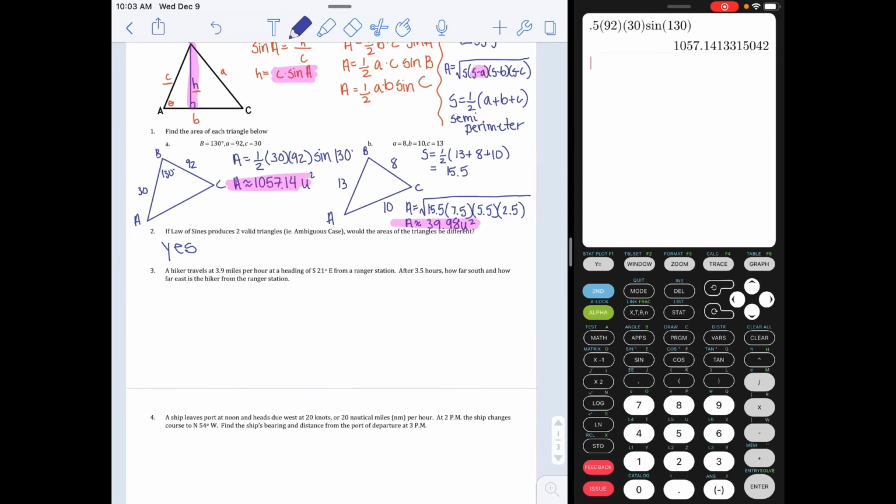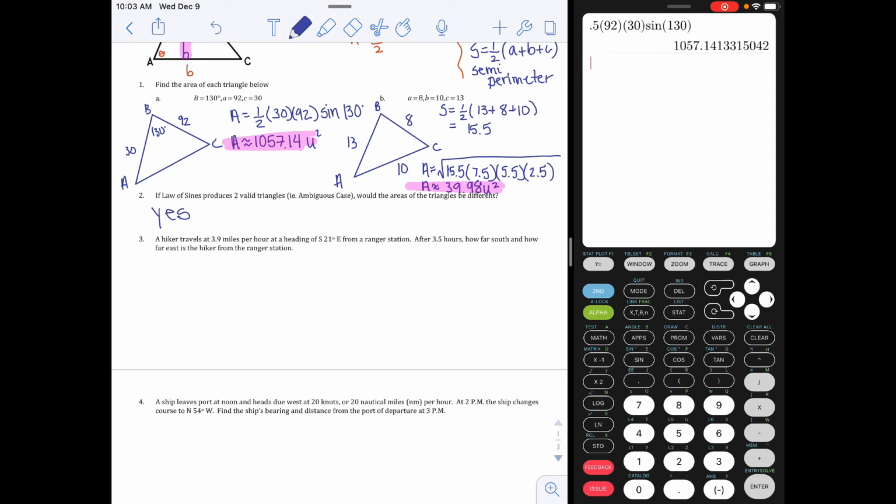All right, so let's try one bearing problem in this part of the video. A hiker travels at 3.9 miles per hour. Okay, so that's like the speed. And they're heading southeast 21 as a bearing from a ranger station. After 3.5 hours, how far south and how far east is the hiker from the ranger station?